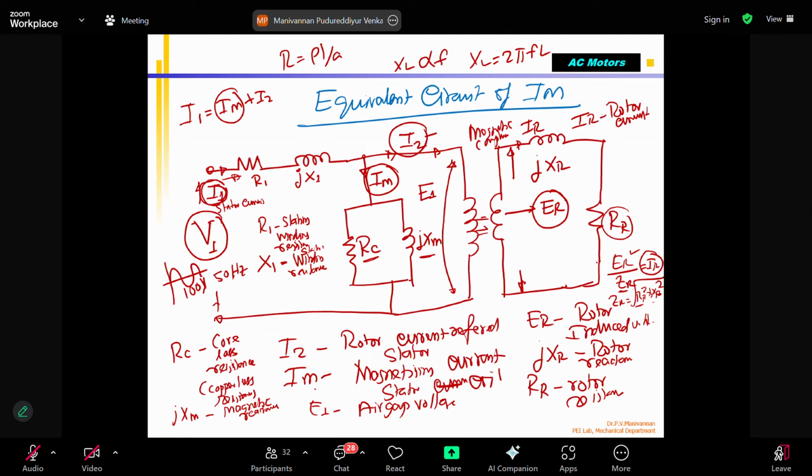What is the reactance part? Reactance is 2πfL. Correct? That depends upon frequency. If the frequency changes, XL changes. If the frequency is 100 hertz, it is going to be different. If the frequency is 45 hertz, it is different. So the magnetic variation is proportional to the impedance of the stator coil.